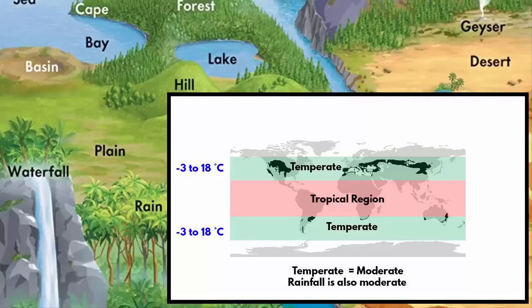In tropical region, these grasslands are called savanna. Here the grasses are a little bit tall because they lie in the tropical region. And here the rainfall is a little higher than temperate region because of warm temperature.